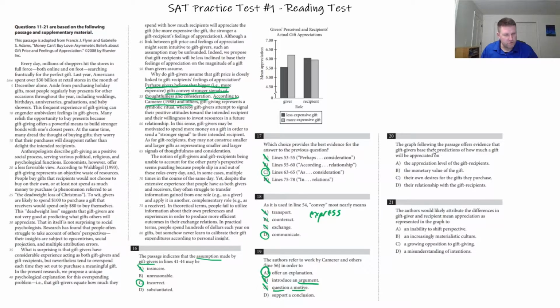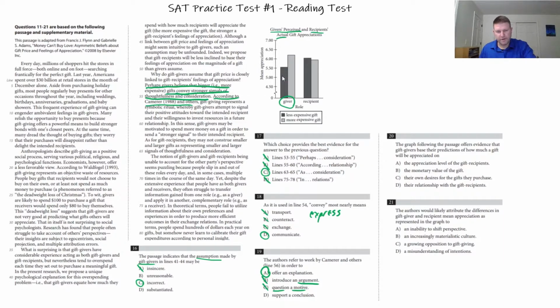So moving on to 20 here, the graph offers evidence that gift givers base their predictions of how much a gift will be appreciated on. So if you look at this, the title is really important. Givers' perceived and recipients' actual appreciation. So for the giver, if you look at the y-axis here, this is like an appreciation rating, okay?